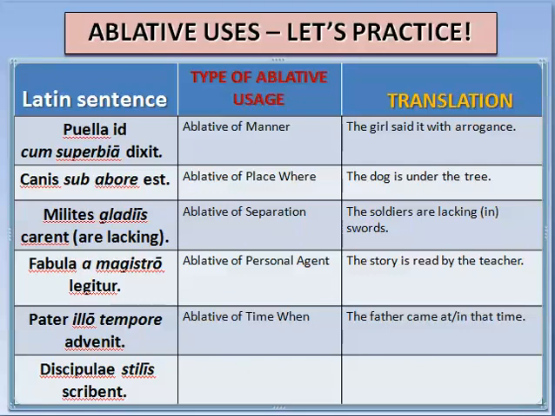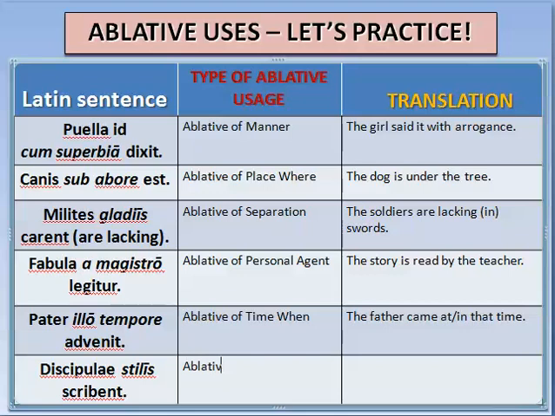So here we have discipulae, the students, the female students. They will write, scribent. So this is third conjugation future. They will write stilis, with pencils. Now you don't get cum here. You would think you get cum, the preposition "with," but you don't. Not with ablative of means. It's just whatever is being used, whatever object or tool or weapon or whatever the case might be, without a preposition. You have to add the "with" when you translate into English.